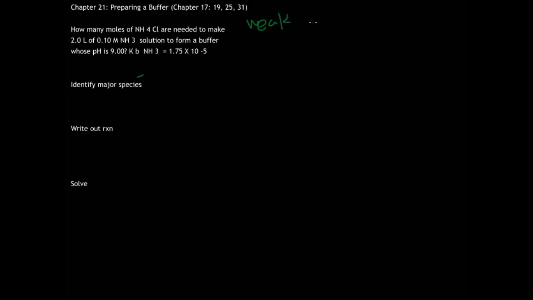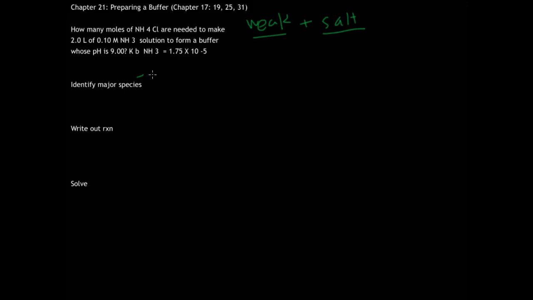Weak substance with some sort of salt with the weak substance. Now, whether the salt is thrown in there or the salt comes from a neutralization process, you need a weak acid or a weak base with the salt that has part of the weak acid or weak base in it, also known as the conjugate.